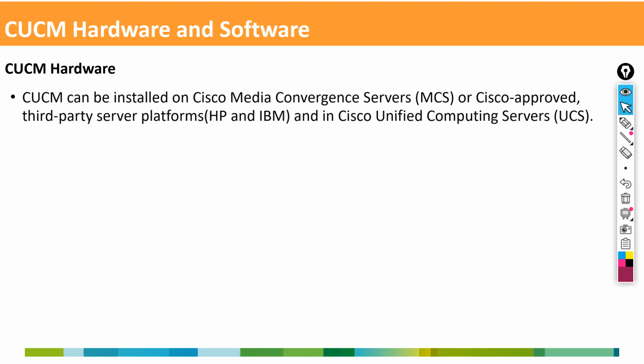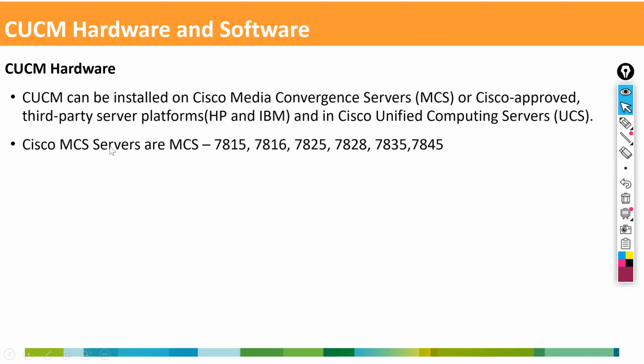Now if you want to install the CUCM, you require UCS server, but MCS is the old server. Earlier we were using the MCS servers. See, Cisco MCS servers were coming with the versions MCS 7815, 7816, 7825, 28, 35, 45. This is how it was coming. Example 7845 I1. I means it was manufactured by IBM. 1 means it's a generation. H2 means it was manufactured by HP generation 2. That's how the hardware was coming. Anyhow, only for knowledge, I'm giving this about MCS, but now we are not using MCS.